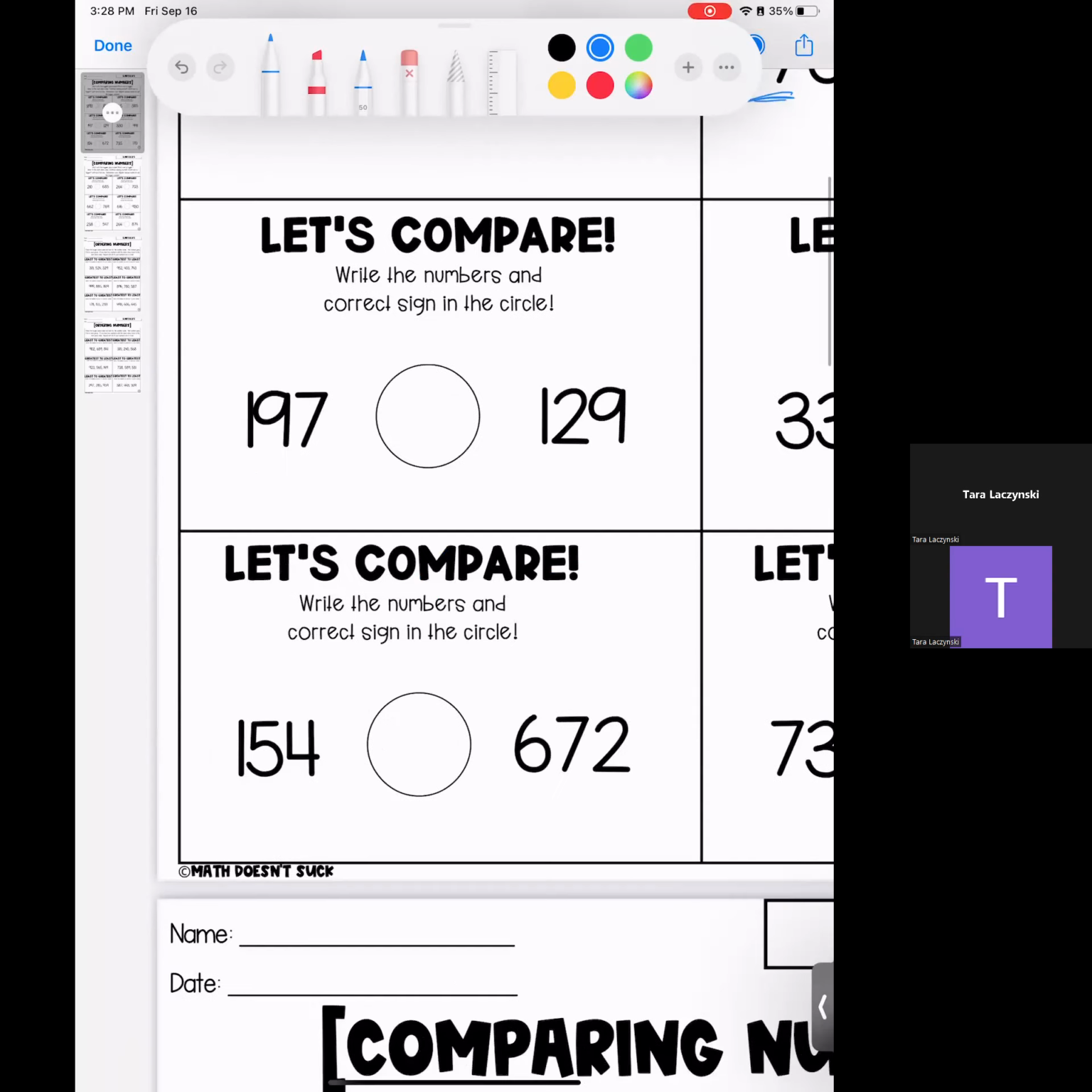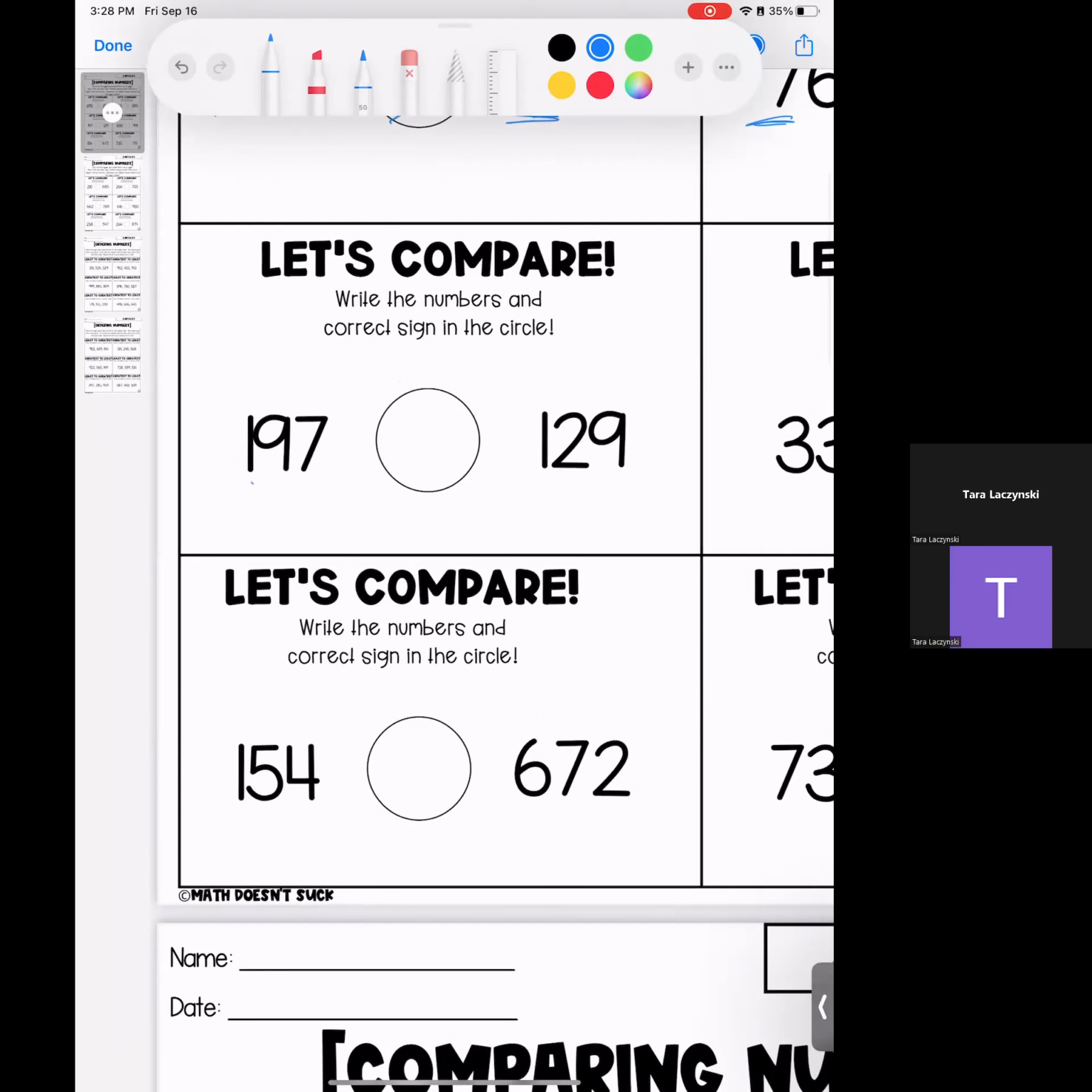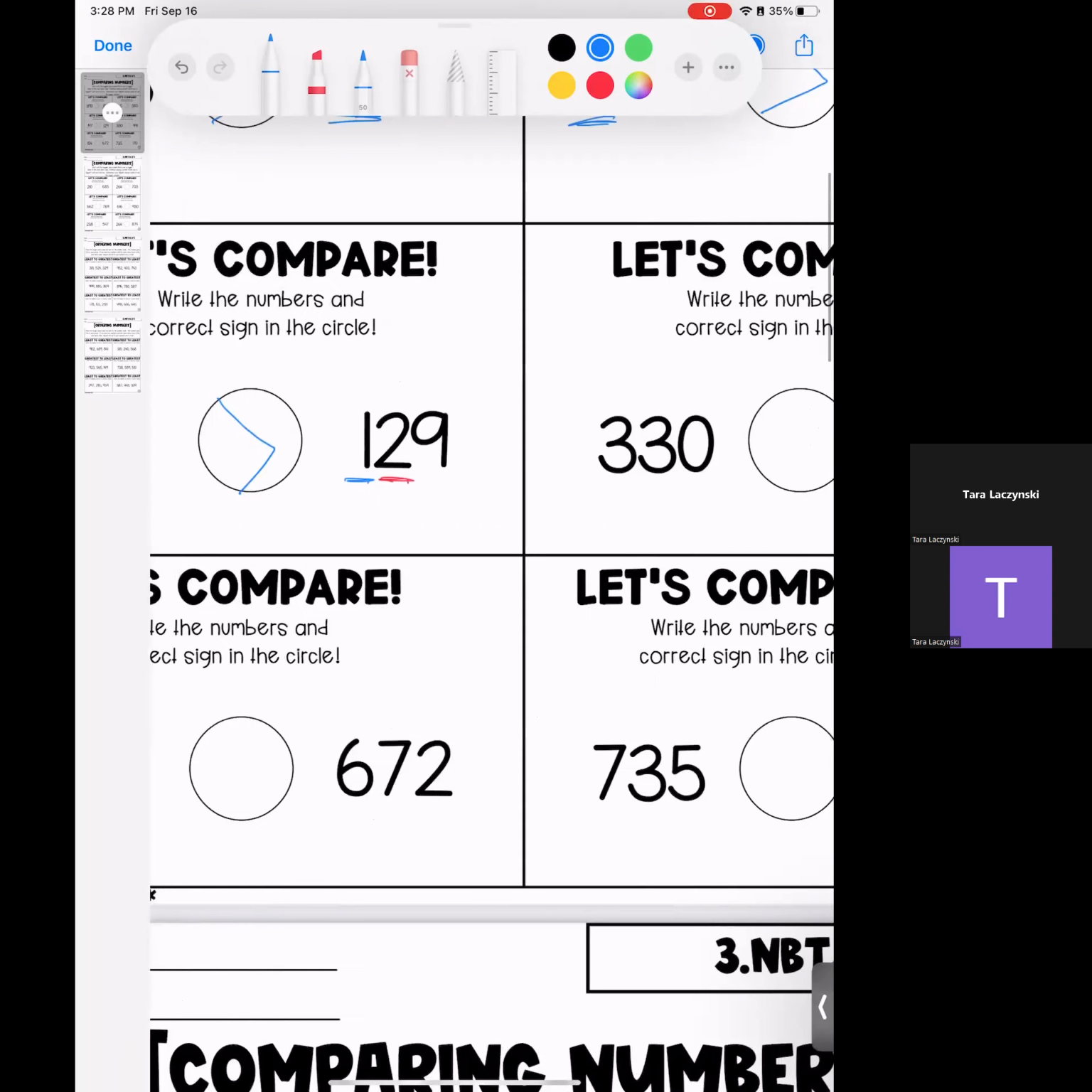Moving on down, this one we are comparing 197 and 129. You notice that both of them have a 1 in the hundredths place, which means that they are equal so far. We need to look at our tens place. In the tens place, we have a 9 and a 2. This helps us make our decision. 9 is greater than 2, so that means that 197 is greater than 129.